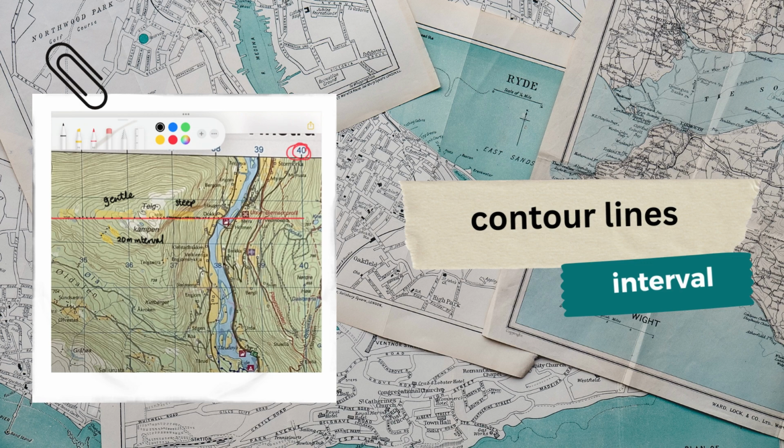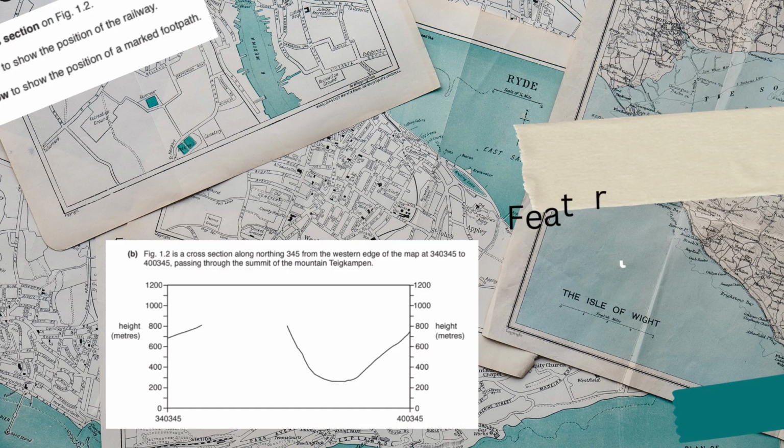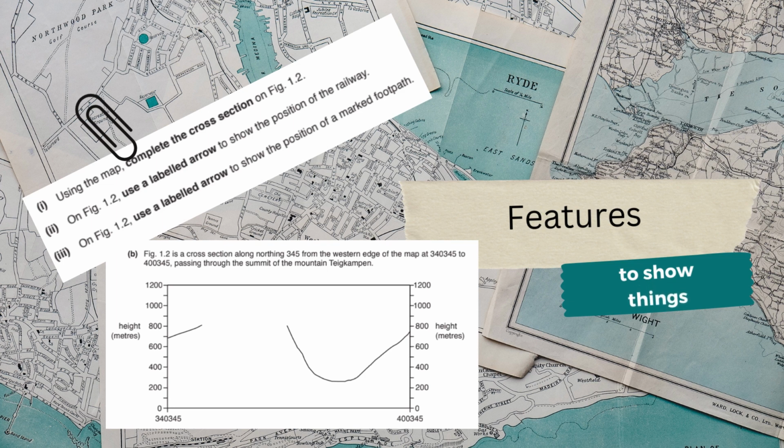The other tasks are to use a labeled arrow to show the positions of the railway and a marked footpath. Much in the same way that we used contour lines to complete the diagram, you will use the contour lines which indicate the height on the diagram to help you. If you can figure out the height of the railway and the footpath, you are more likely to get the answer right. Pause the video while you do this.